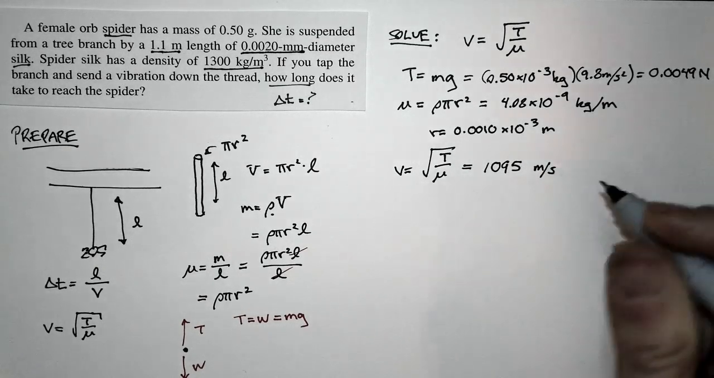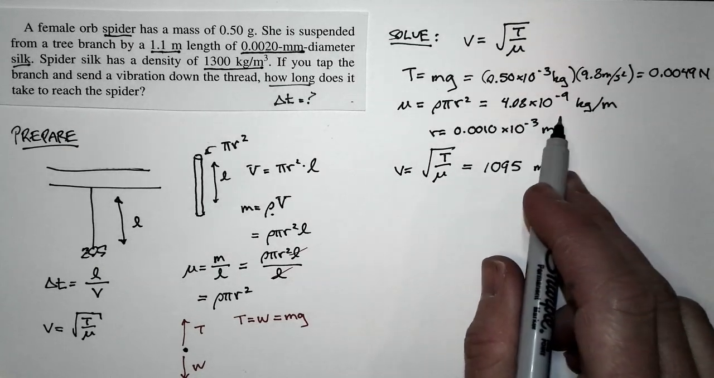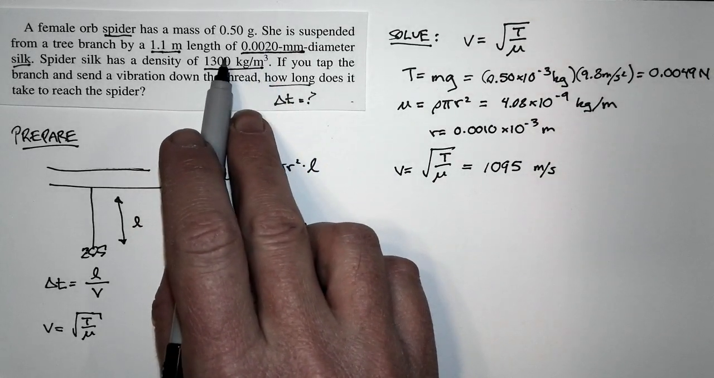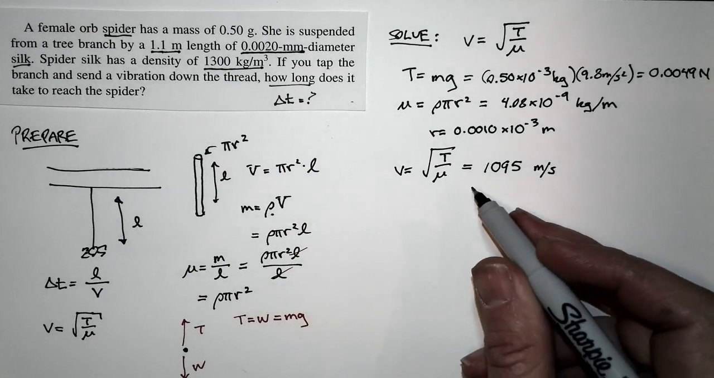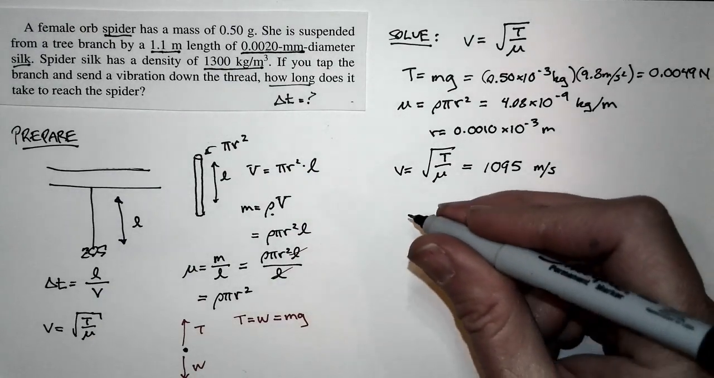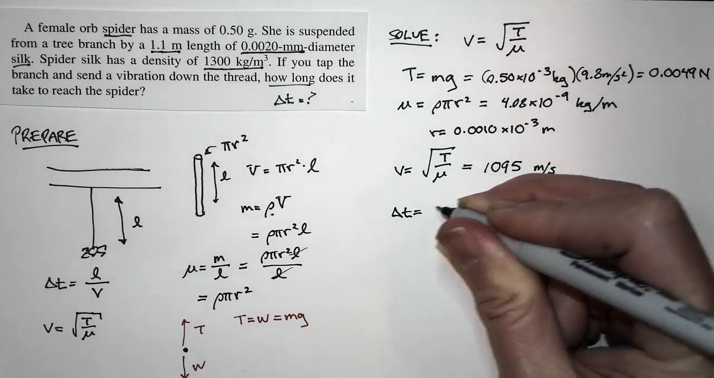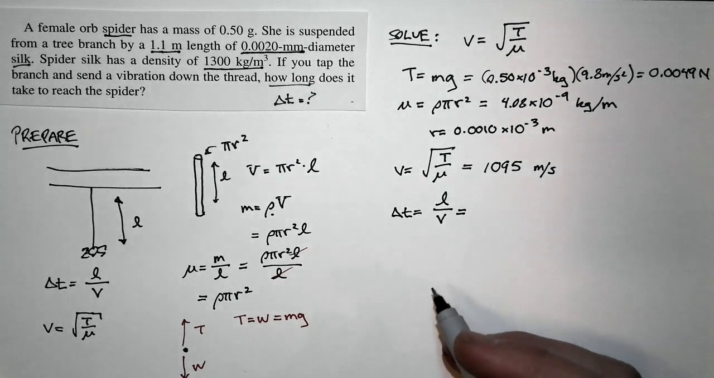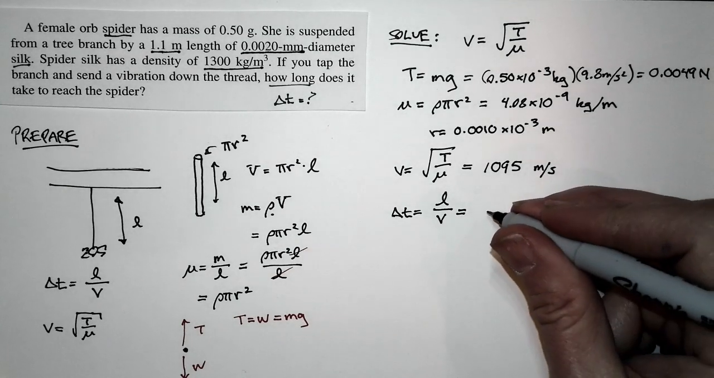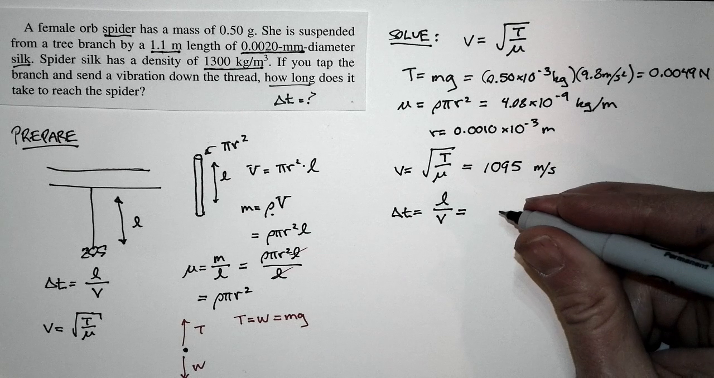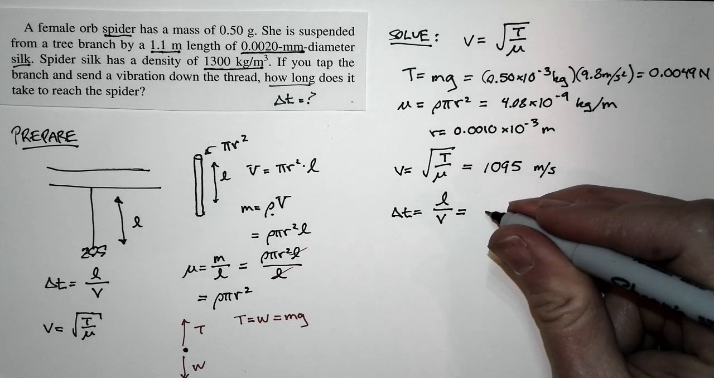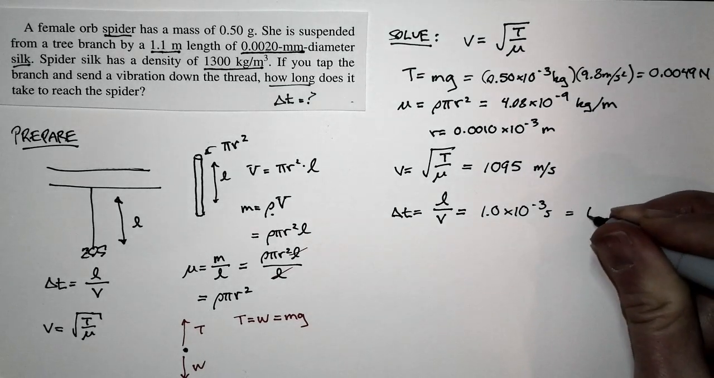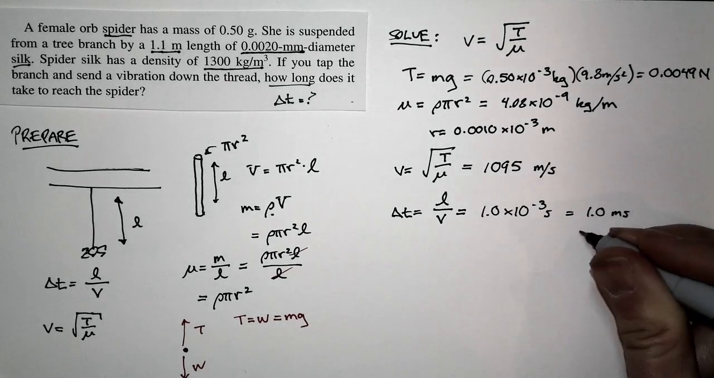Now notice, this is an intermediate stage in the calculation, and so I'm keeping extra digits, okay? Ultimately, this is a two significant figure problem, and so we'll round to two significant figures, but for now, we'll keep this. So the time interval, okay, is just equal to the length that the pulse has to travel divided by the speed of the pulse, which is 1,095 meters per second. The length is 1.1 meters, and so we end up with a time interval of 1.0 times 10 to the minus third seconds, or 1.0 milliseconds.